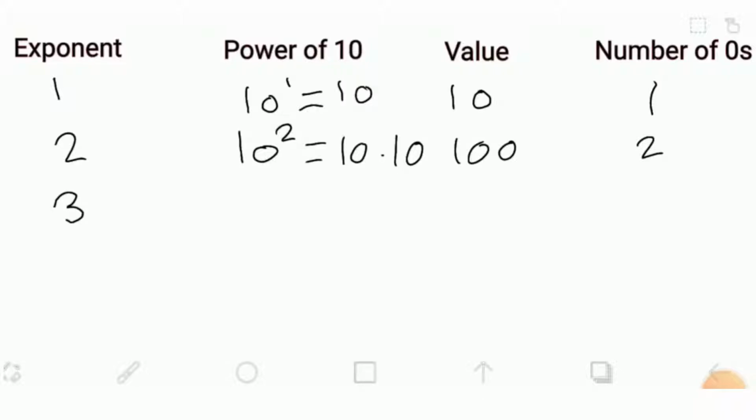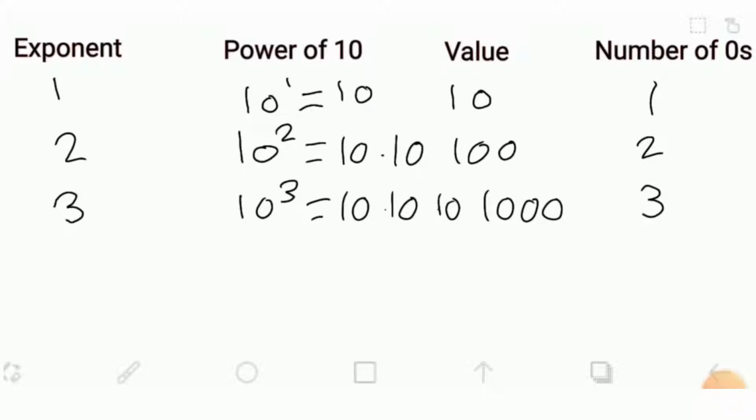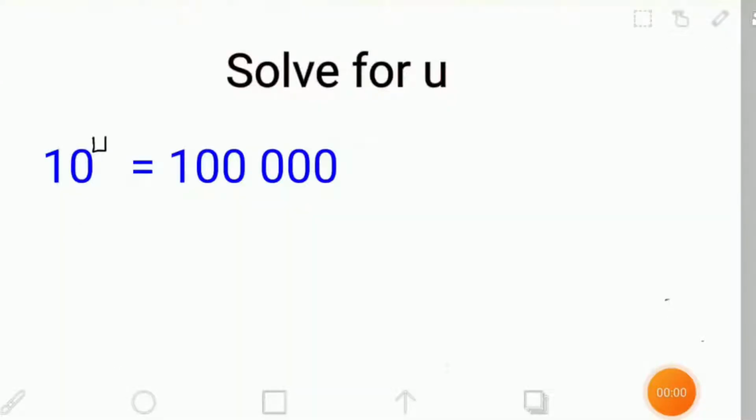If the exponent was 3, then the power of 10 would be 10 to the power of 3, equals 10 times 10 times 10, which equals 1,000. And the number of zeros would be, if you count them, 1, 2, 3. Now we've done a few examples and know how to solve the problems.